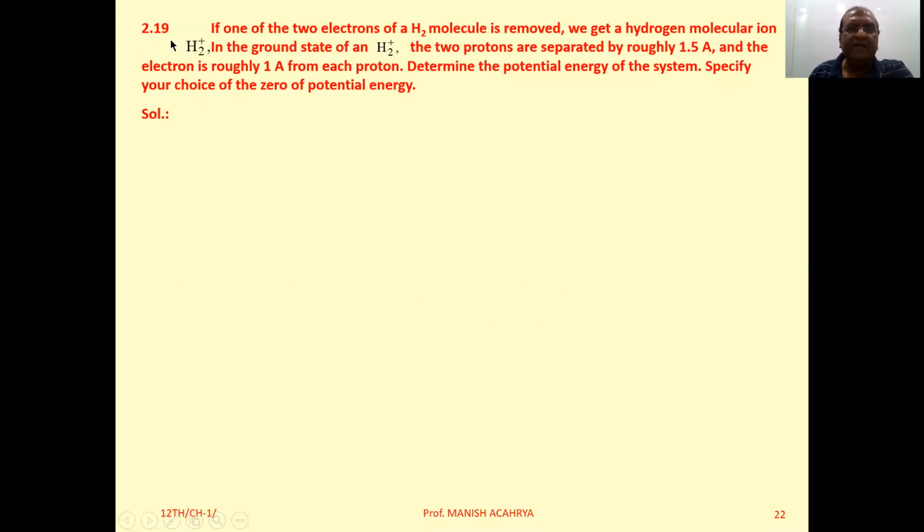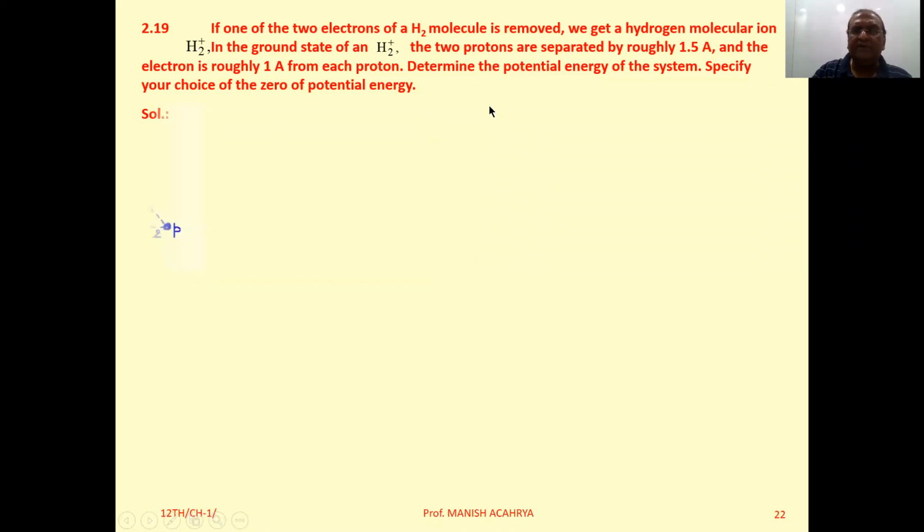Example 2.19. If one of the two electrons of an H2 molecule is removed, we get a hydrogen molecular ion, H2 plus. In the ground state of H2 plus, the two protons are separated by roughly 1.5 angstrom and the electron is roughly 1 angstrom from each proton. Determine the potential energy of the system. Specify your choice of the zero potential energy.